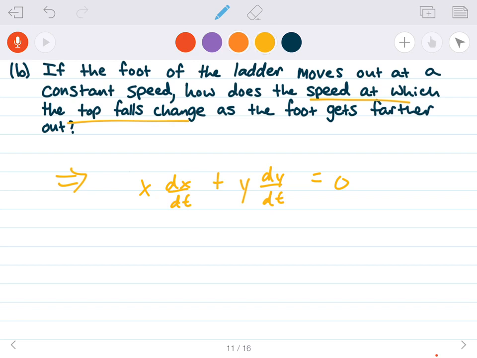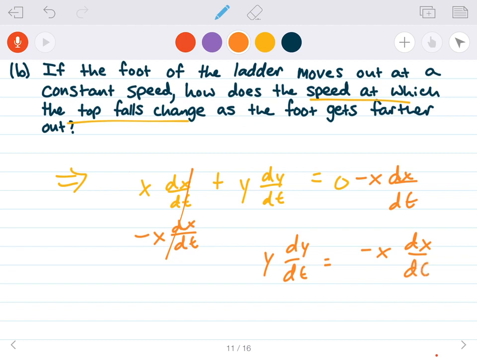So if we subtract x dx/dt from both sides and divide by y, I forgot the y here. So we get y dy/dt equals negative x dx/dt. And finally, dividing by y, we get dy/dt equals negative x over y times dx/dt.